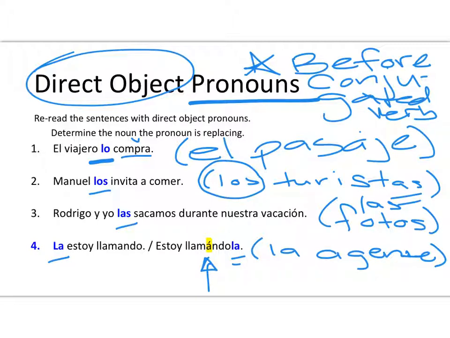Vamos a concluir aquí hoy, pero tienen más tarea en el supersitio que practica estos conceptos.